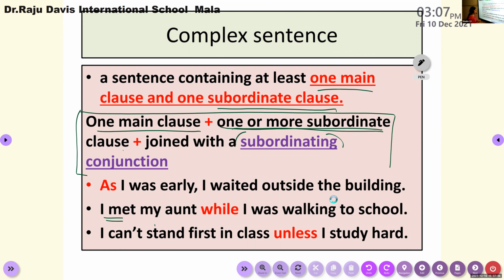Main clause. "I can't stand first in class" is a main clause. Which part of the sentence is a subclause here? "Unless I study hard" is a subclause. Which is the subordinating conjunction used here? "Unless" is the subordinating conjunction. So one main clause, one subordinate clause, and the subordinate clause is connected with the subordinating conjunction to a main clause. Such sentences are examples of a complex sentence.